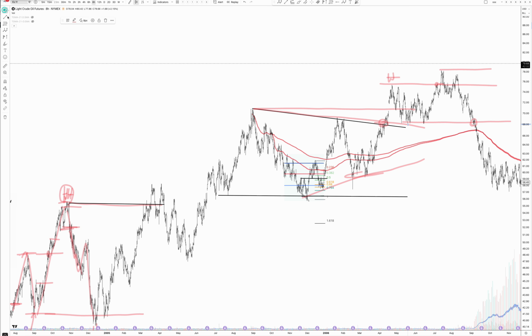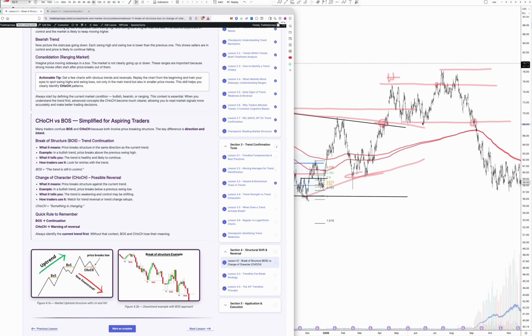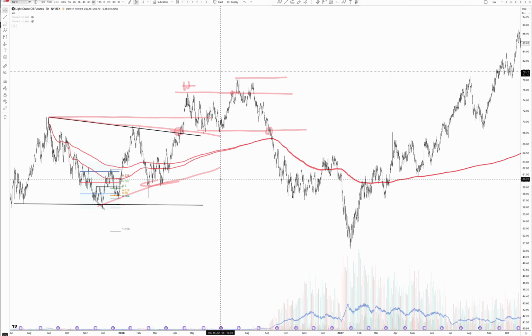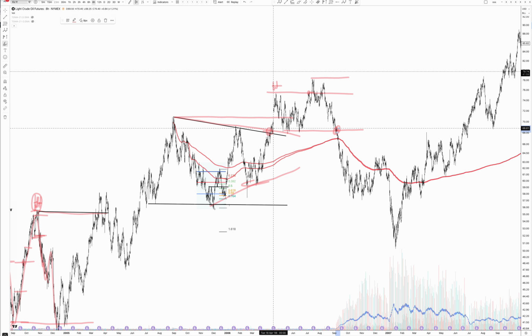So change of character. What it means is price breaks structure against the current trend. That's what we have. What does it tell you? The trend is weakening and control may be shifting. So that's what it's telling us. And I'm not going to talk about how you find the entry. So what it's done, and it's nasty, you become bearish until you find a reason to enter long. But you should take your profit.